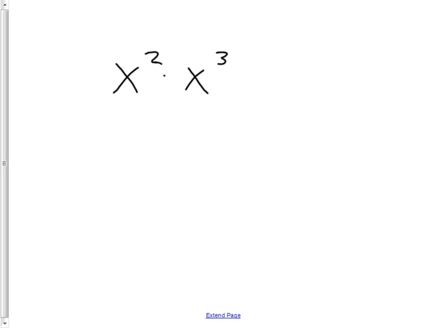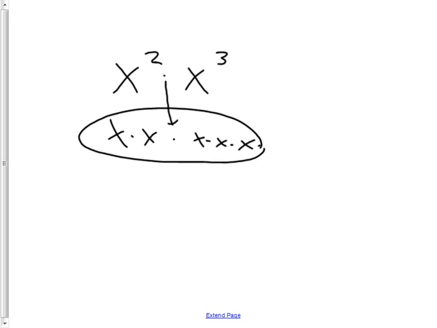So what you got to ask yourself is, what does x squared mean? It means x times x. Then it says times, so I'm going to say times. And then it's x to the third, which means x times x times x. There you go, 3 x's. And then if I put them all together, look, it's a great big times problem. And there's 5 of them, so the answer is x to the 5th.